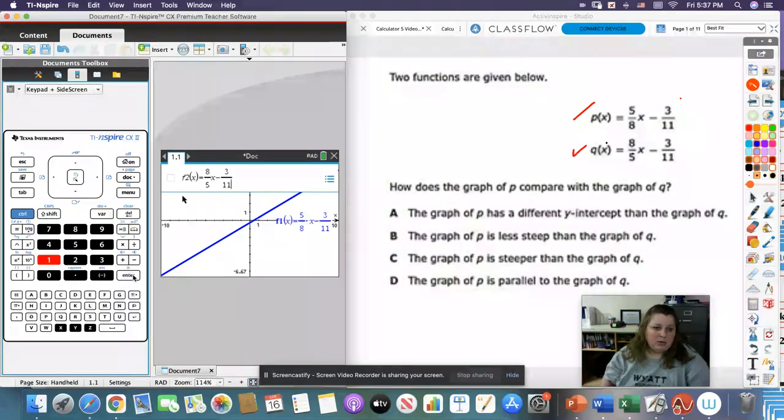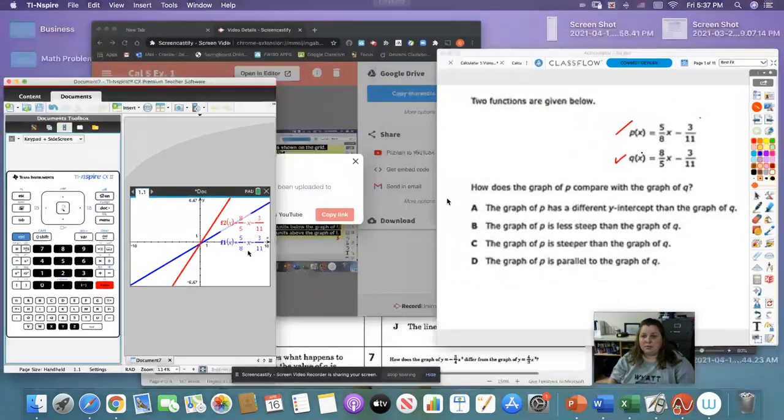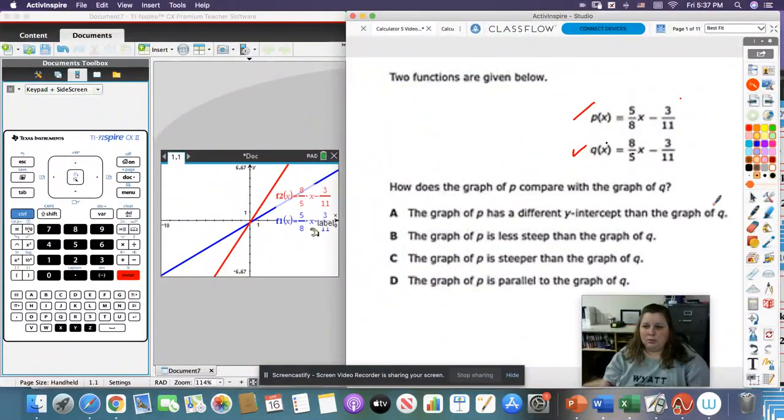So you have to read the question to find out if it says systems of equations, or it says comparison. In this case, it says compare. So I'm going to compare these two. The first one is the red one, and this is the blue. Okay, so down here where it says P, that's P of X, that's the red one.